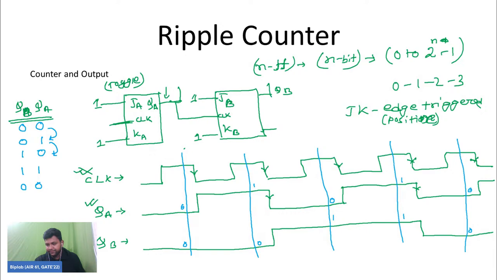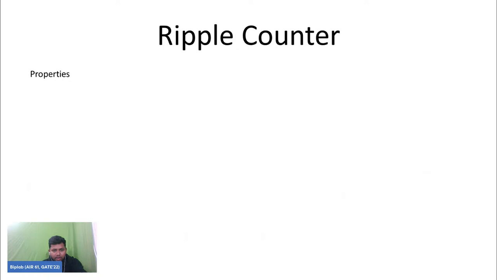Okay, so let me talk about some properties. Some we have already talked about, that is if there are n flip-flops, then you can count from 0 to 2 to the power n minus 1. We also say, if you have n flip-flops, then you can have 2 to the power n states.